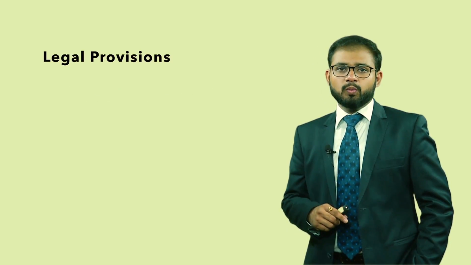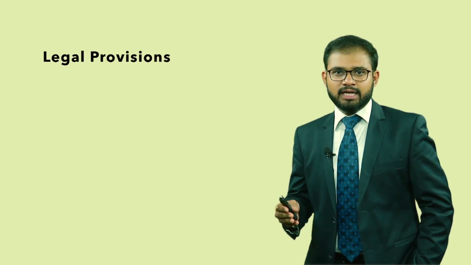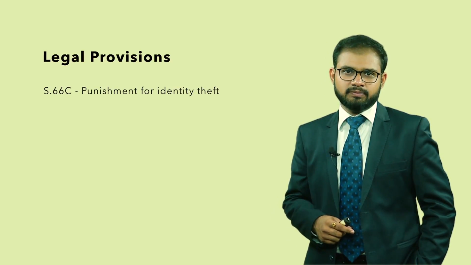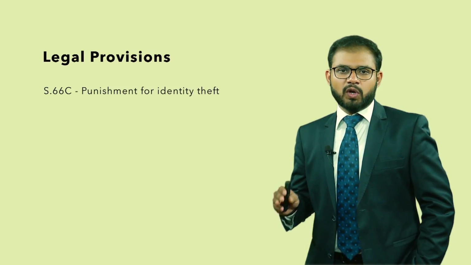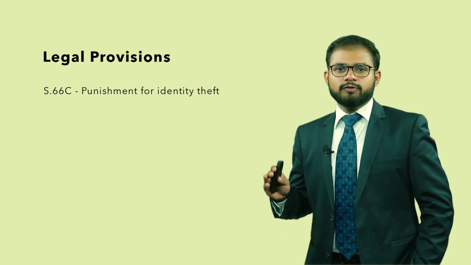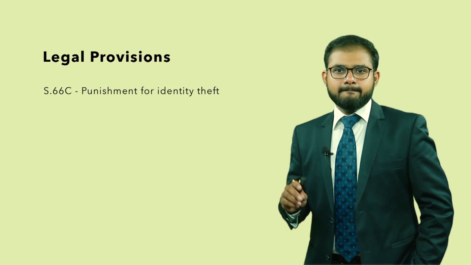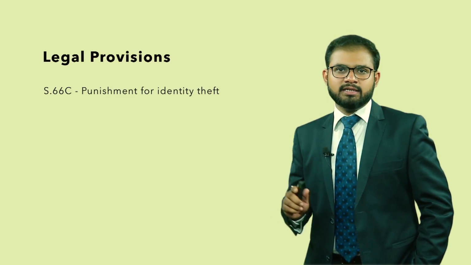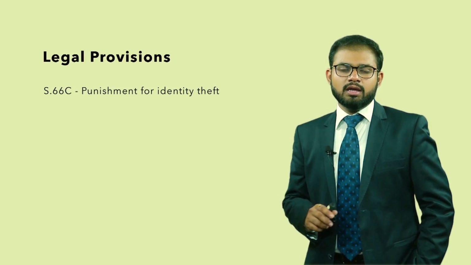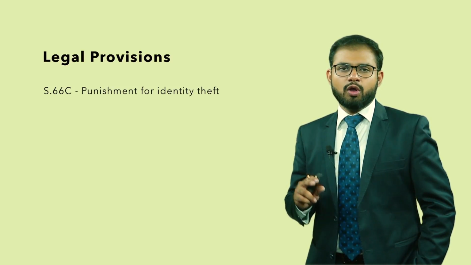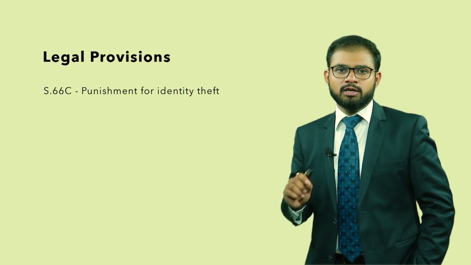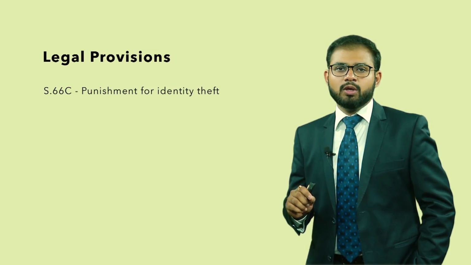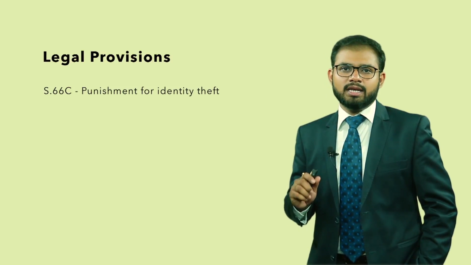The next section, which is very important in terms of phishing and identity theft, is section 66C of the Information Technology Act. It states, punishment for identity theft. Whoever fraudulently or dishonestly makes use of the electronic signature, password, or any other unique identification feature of any other person shall be punished with imprisonment of either description for a term which may extend to 3 years, and shall also be liable to a fine which may extend to rupees 1 lakh.